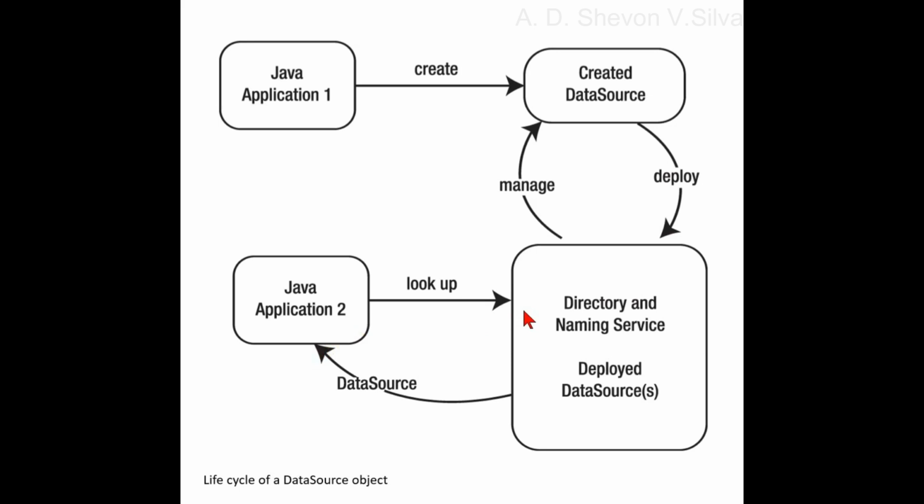Some vendors such as BEA's WebLogic and IBM's WebSphere provide tools for deploying data source objects and then provide browsing and lookup operations to get data source objects. Here you can see application 1 is connected to create the data source via create, and here the created data source is connected to the directory and naming service and deployed data sources via deploy, and it is connected to create data source via manage. Here Java application 2 is connected to the directory and naming service and deployed data source via lookup, and here the directory and naming service and deployed data sources are connected to application 2 via data source.